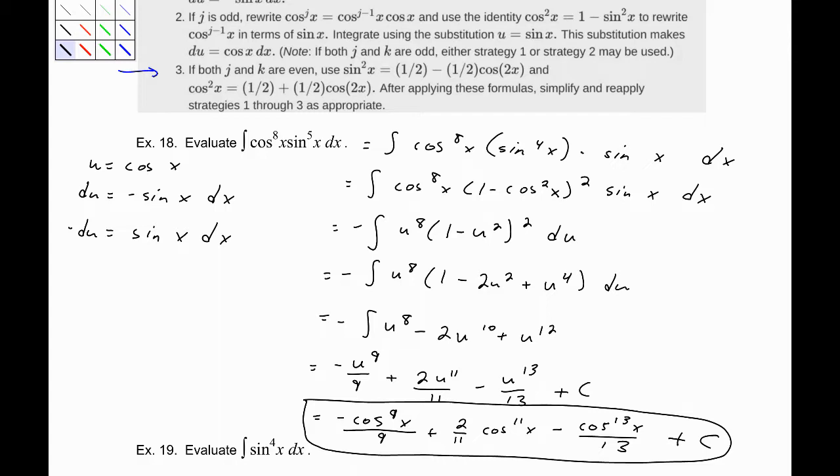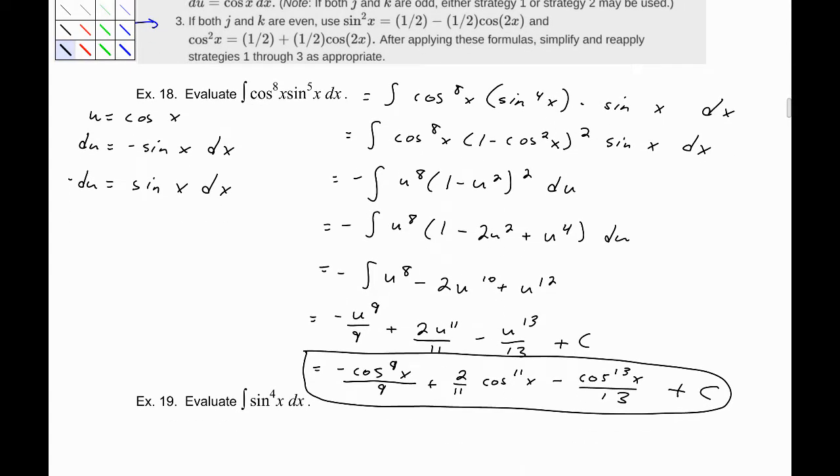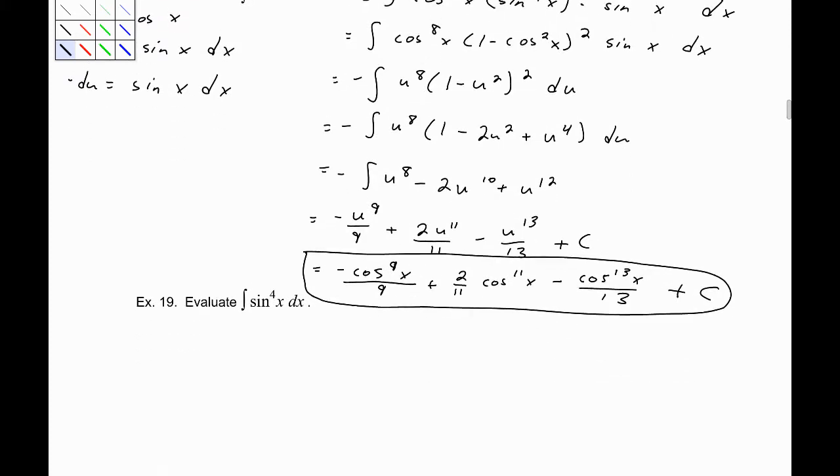Okay, 12 to 13. Okay, good. Just double checking my work. I always like to do that. Okay, and triple. Okay, number 19.